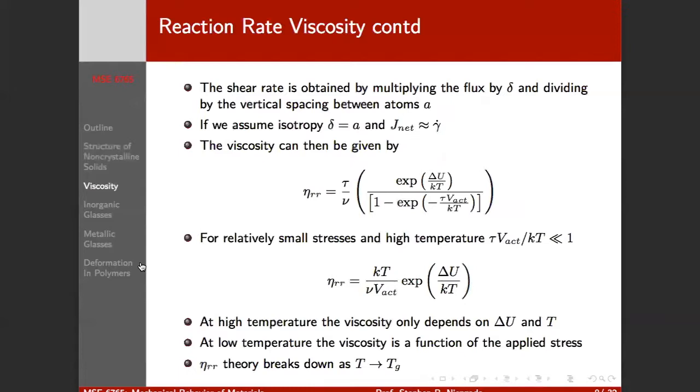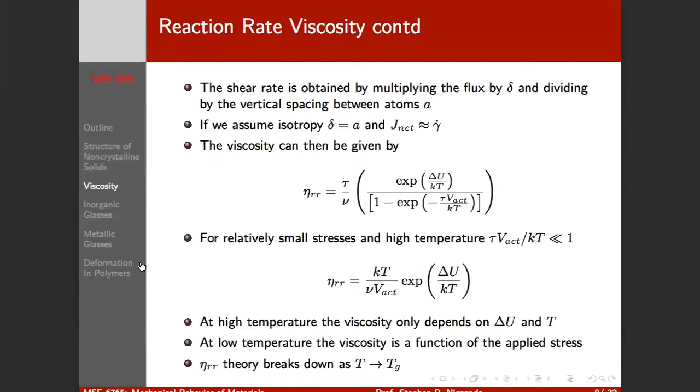So if we have relatively low stresses and high temperatures, right? So meaning that tau divided by kT is much less than 1, right? We end up with a simple Arrhenius form for our viscosity. So at high temperature, the viscosity only depends on our activation energy and the temperature, right? Not the stress.